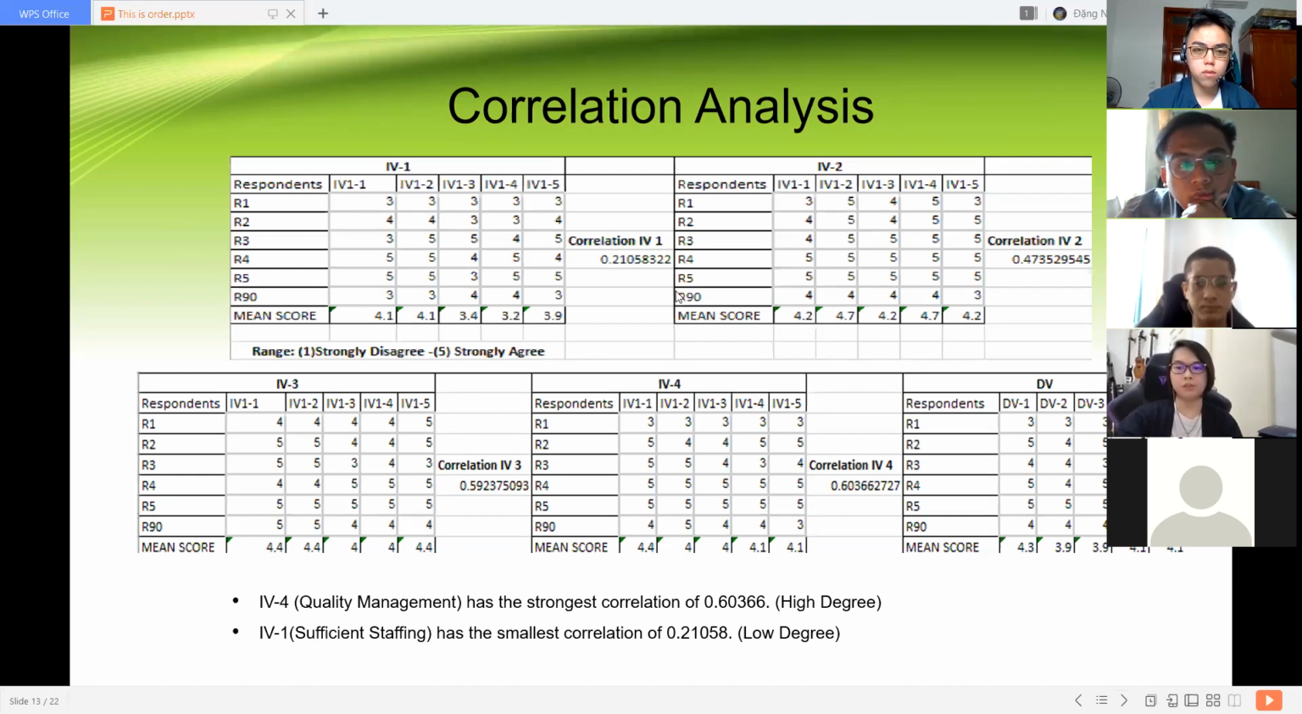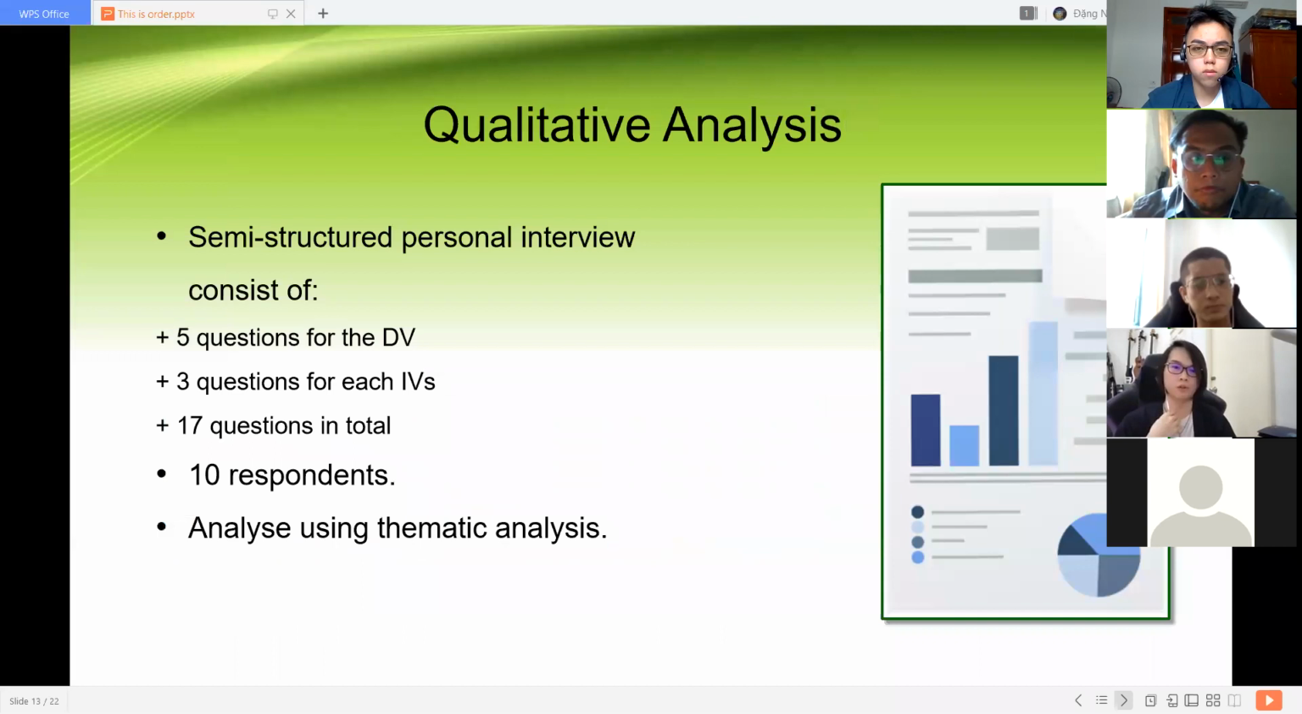By using Microsoft Excel or Corel formula, we managed to collect our data, and we managed to derive the correlation for the individual IVs and DVs. For correlation of IV1, we have 0.21. Correlation IV2, we have 0.47. Correlation IV3, we have 0.59. And correlation for IV4, we have 0.60. So in all, IV4, quality management, has the strongest correlation of 0.60, and IV1, sufficient staffing, has the smallest correlation of 0.21. With that, I'll pass my time on to Jared to explain the qualitative findings. Thank you.